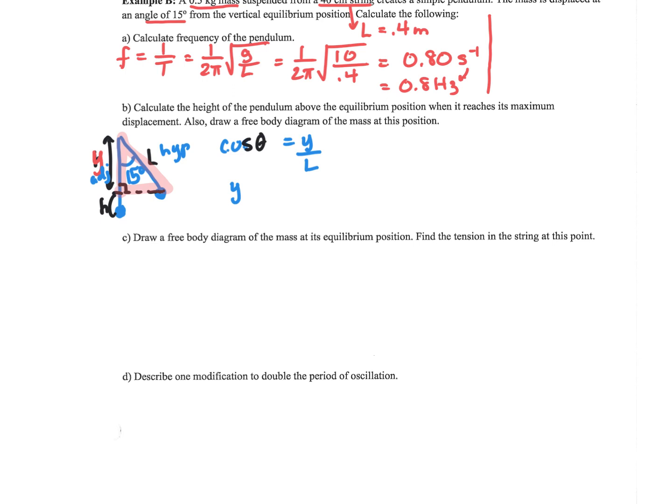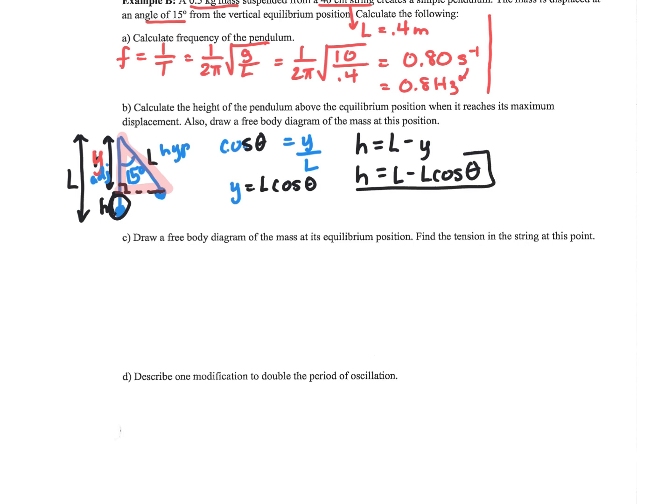Well, if we want h, just this little chunk right here, we know what this entire length is, don't we? This entire length is L. So if we take L, h is simply going to be all of L minus y, which means it is going to be L minus L cosine theta. We've seen that before. So that would be our height right there. Okay? So let's plug in and figure out what it is.